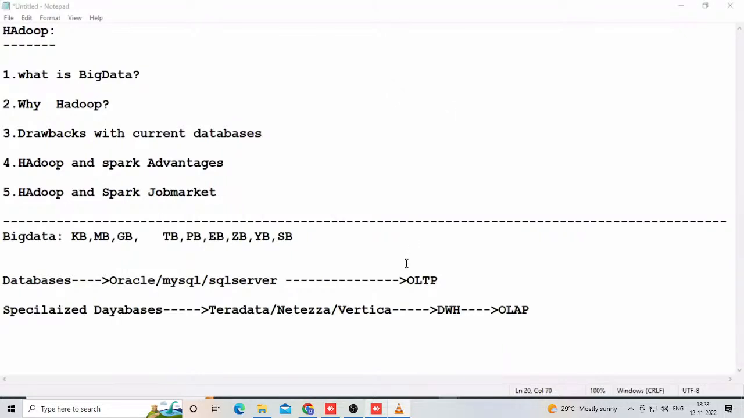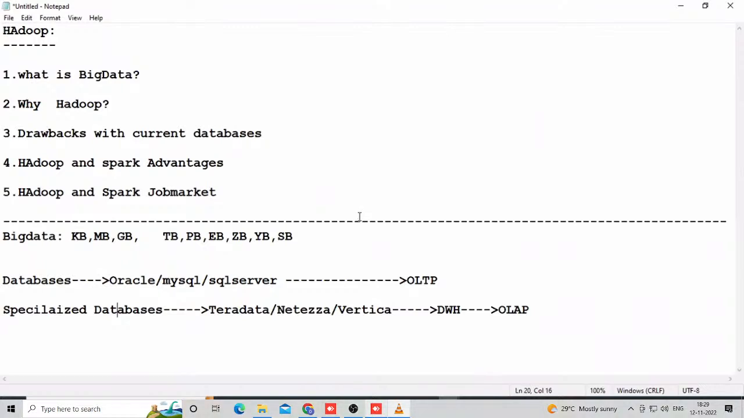Okay. So databases and specialized databases can handle data up to some extent, but huge, unlimited data can't be handled by them. As a solution to all the storage level problems, and we also need to process that huge data, we have a framework like Hadoop for huge and unlimited data storage. It is meant not only for storage, it is also meant for processing.